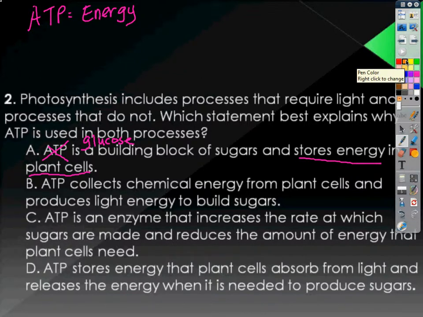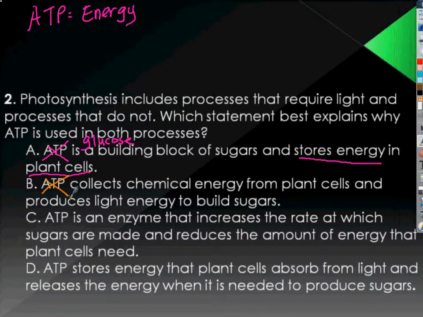ATP collects chemical energy from plant cells and produces light energy to build sugars. Okay, this actually is flipped. There's a lot of things wrong with this statement. ATP doesn't collect energy. The chloroplasts do that, or the chlorophyll. And they don't collect chemical energy, they collect light energy and convert it to chemical energy. So there's a lot of stuff wrong with this statement.